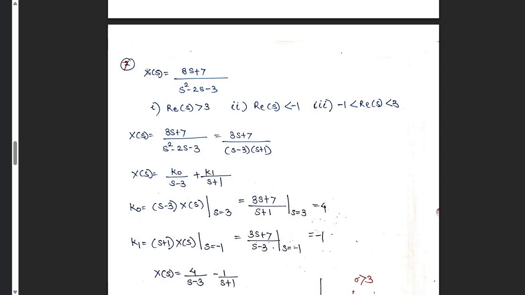Hello students, let us see one example where we need to find the inverse Laplace transform. That is, X(s) is given and three conditions are given based on region of convergence. So in Laplace transform, what is region of convergence? Basically, it is the set of the values of the complex variable s for which the Laplace transform converges.